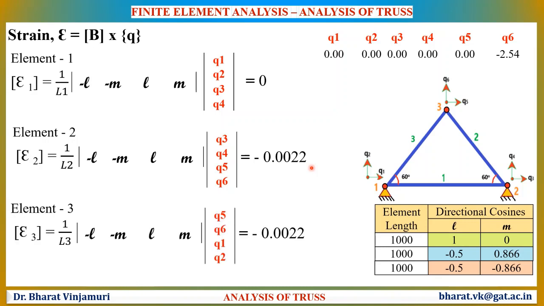For element number 3, we will be getting the strain by multiplying the following equation with the displacement vectors. Element number 3 is in between the following displacements Q5, Q6, Q1 and Q2. Thus, the values of Q5, Q6, Q1 and Q2 have to be substituted here, and we will be able to obtain the strain for element number 3.